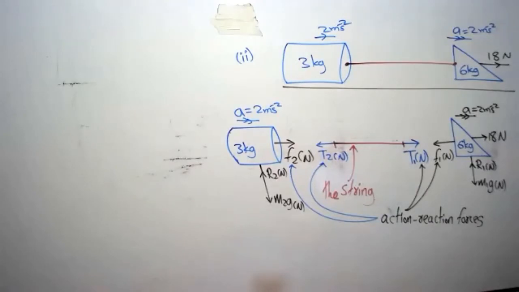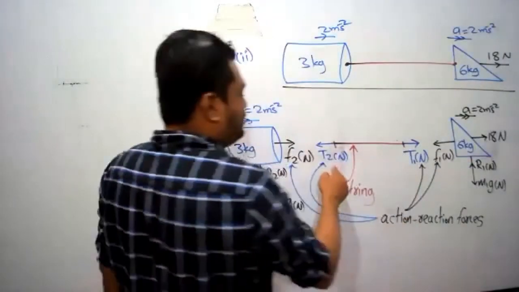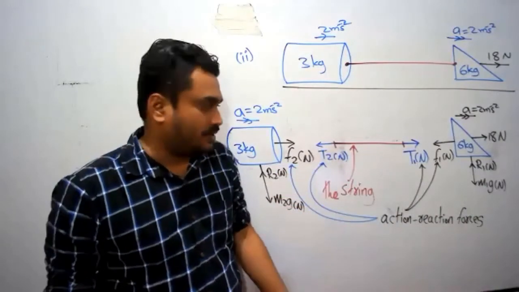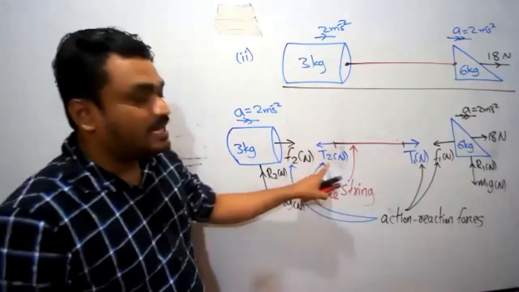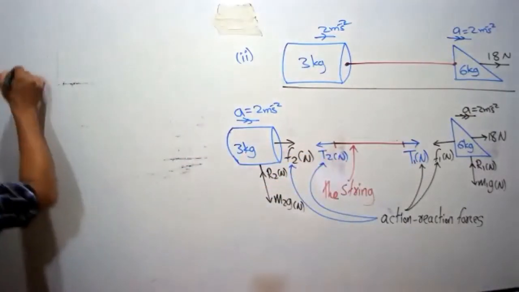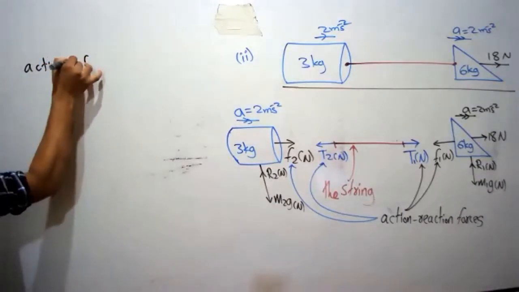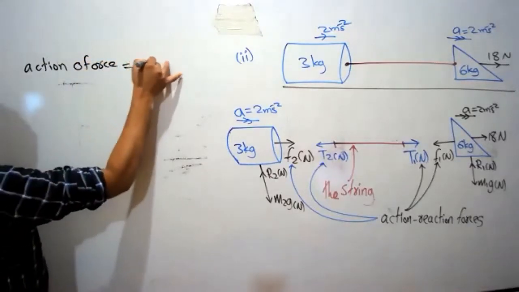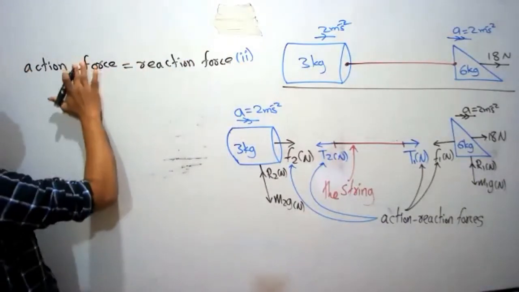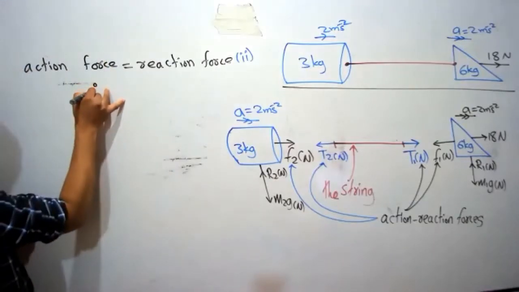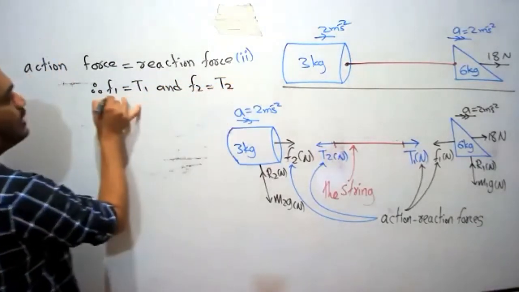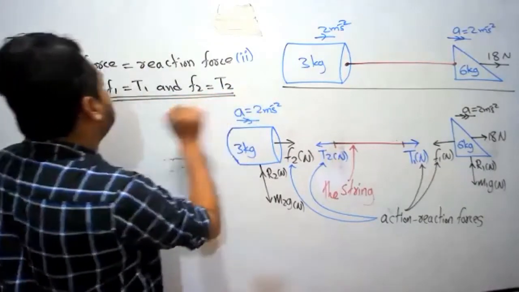Right, I think time is enough for you to draw this figure. So these T1 and T2 are known as tension forces acting on the string. As action and reaction forces are equal in magnitude, F1 equals T1 and F2 equals T2.